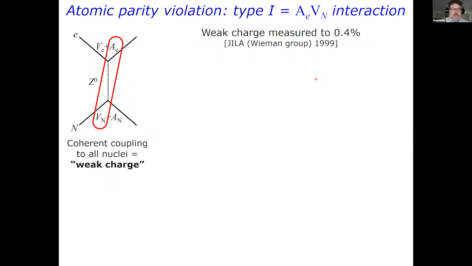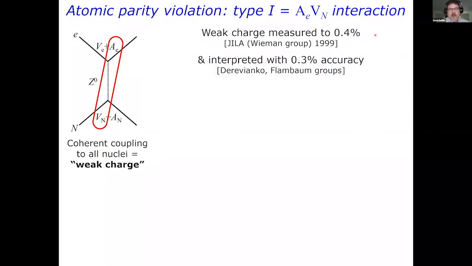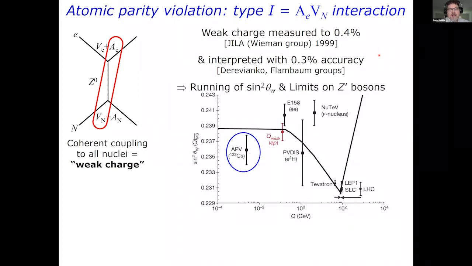This result from Carl Wieman's group resulted in a measurement of the weak charge with a 0.4% accuracy. And it could be interpreted, this electron wave function factor was calculated to 0.3% accuracy. So altogether, that led to a test of whether this coupling was the same as predicted in the standard model at the level of about 0.5%.